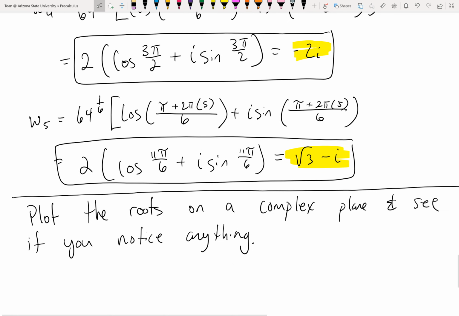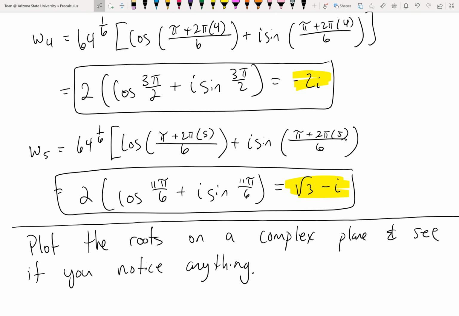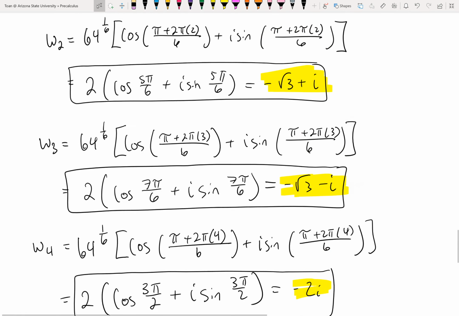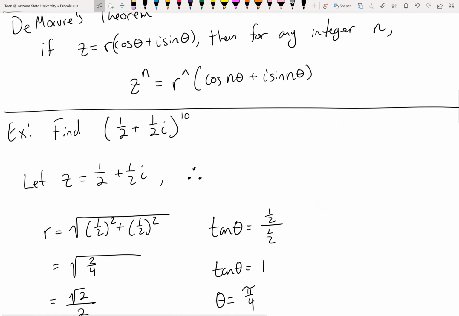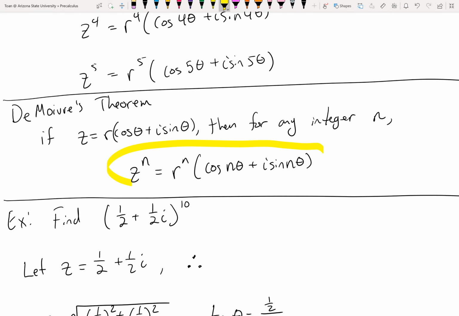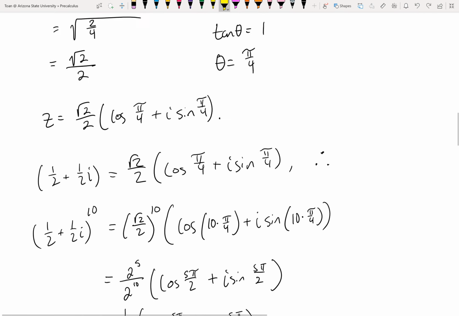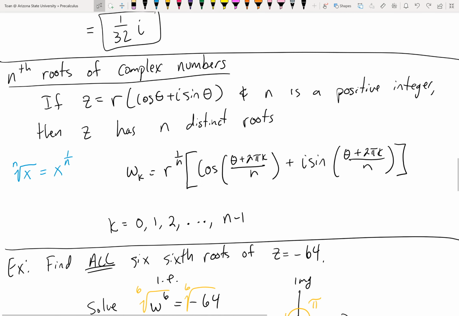But that's it. That concludes 8.3. This is how you exponentiate and take radicals of complex numbers. To exponentiate, it's DeMoivre's theorem. Very, very easy concept. To exponentiate complex numbers, apply the exponent to the r and multiply the angle by the exponent. To find the complex roots of a complex number, take the radical of the r and then divide the angle. However, you have to find all of the roots by doing this plus 2 pi k business.